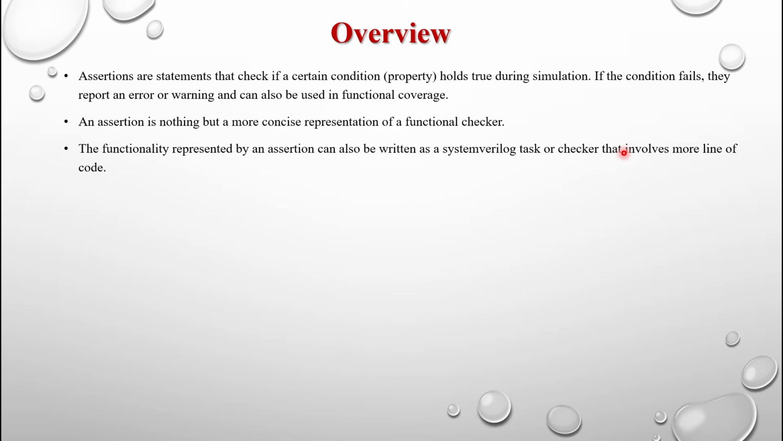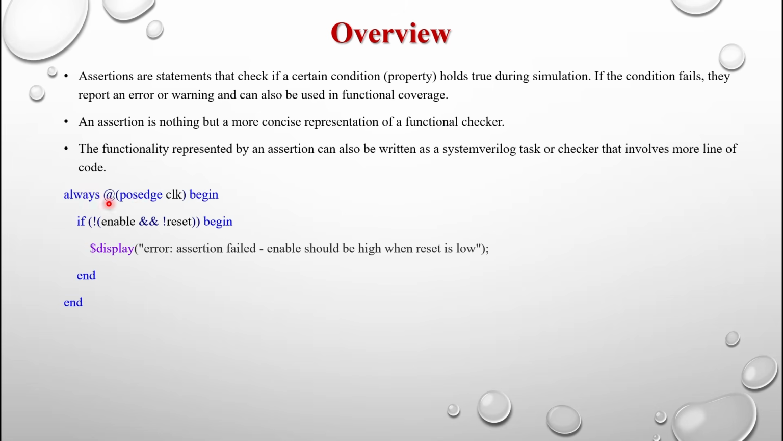A checker involves procedural code. We can write the same properties or conditions in a checker. A checker is also a construct, but the difference is that it involves more lines of code compared to assertions. For example, here you can see always @(posedge clock). Here I have a condition: if not enable and not reset, then this display statement will be executed. So this is one condition we are checking through procedural code in a task or checker. You can say this is some code inside the checker.